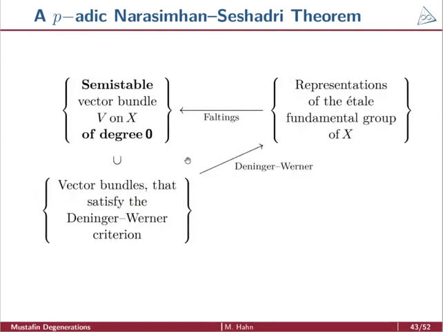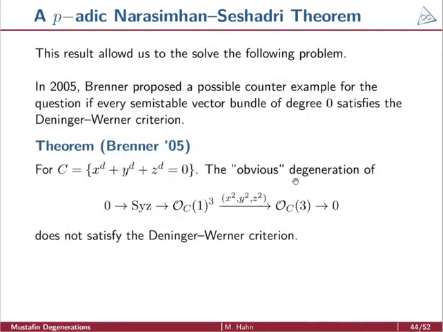So in other words, what we showed is that this set here is really big. We don't quite know if it's equal, but this set is really big. And there is actual hope that these sets can be equal. And this result also allowed us to solve an open problem that was posed by Holger Brenner in 2005.